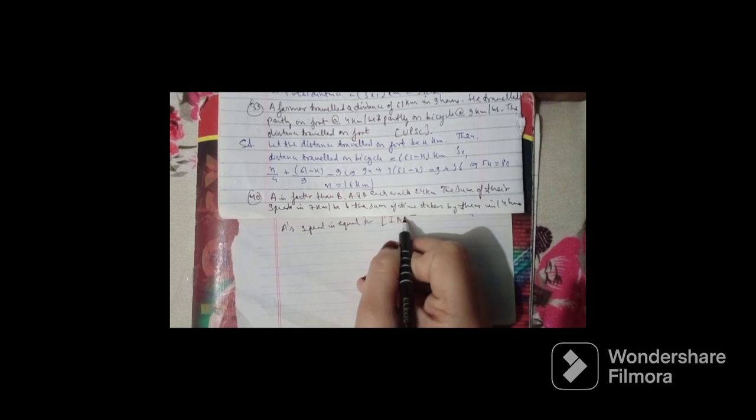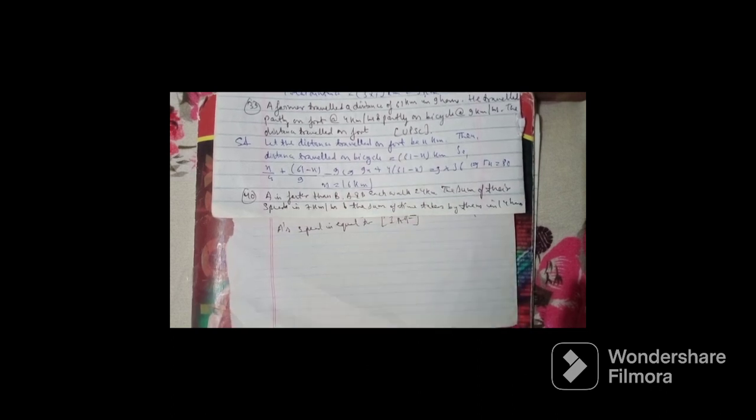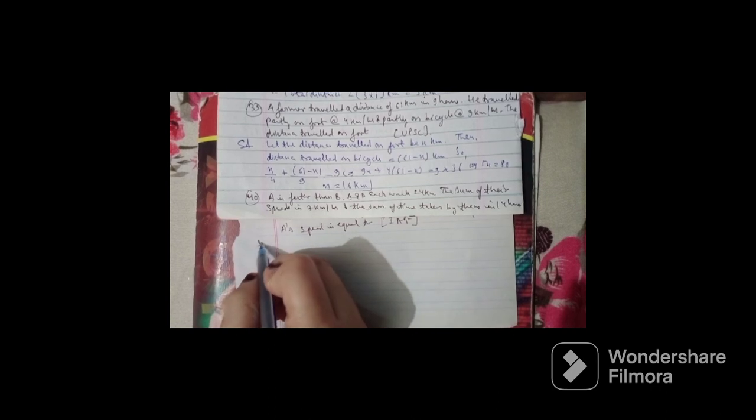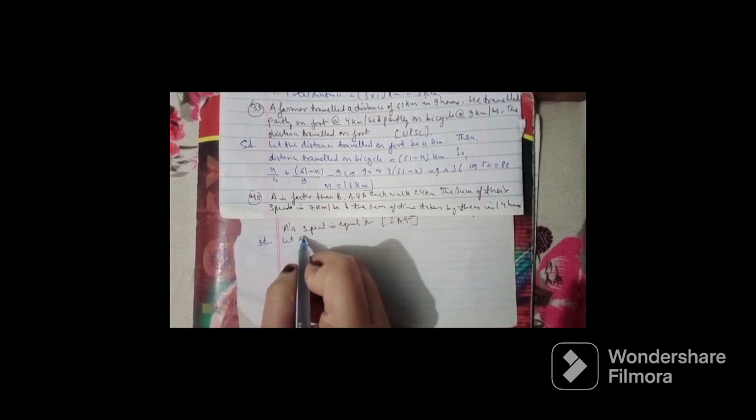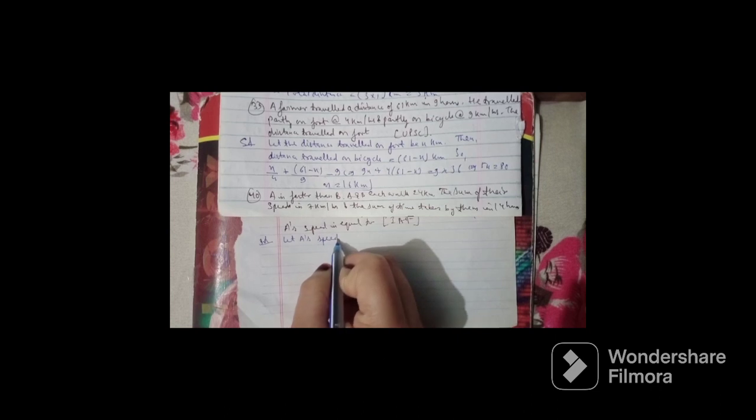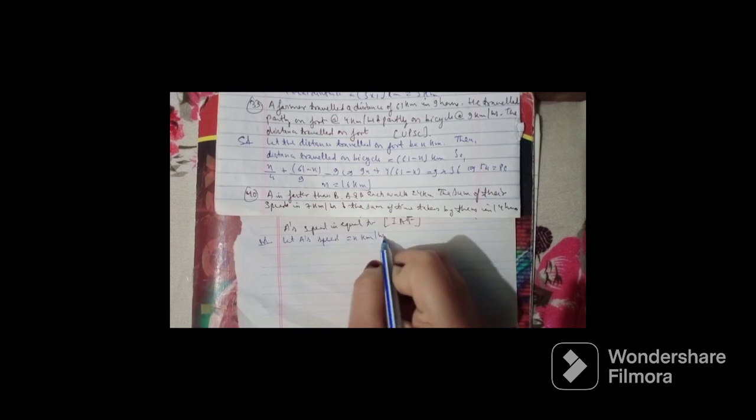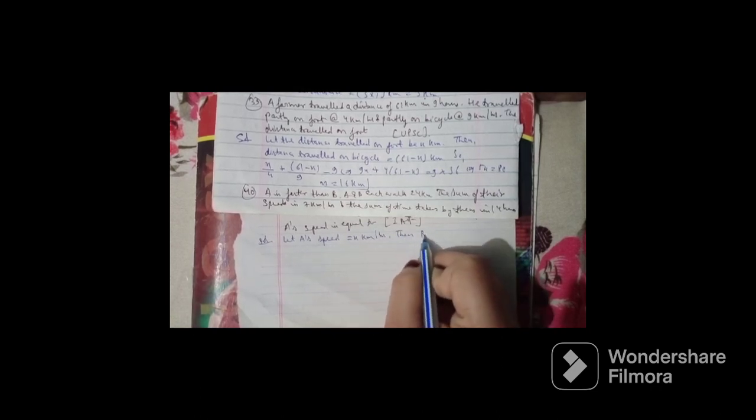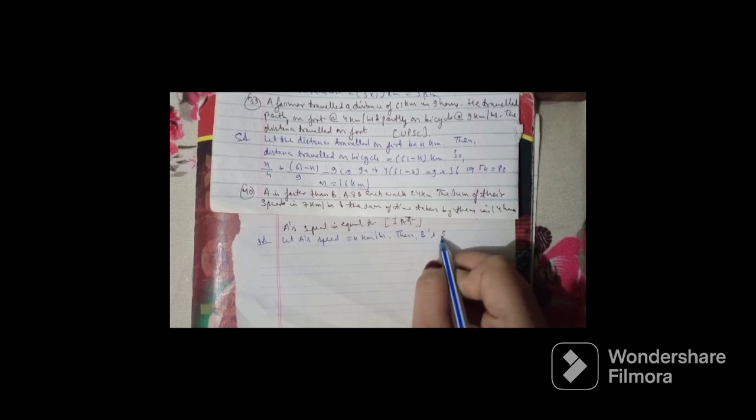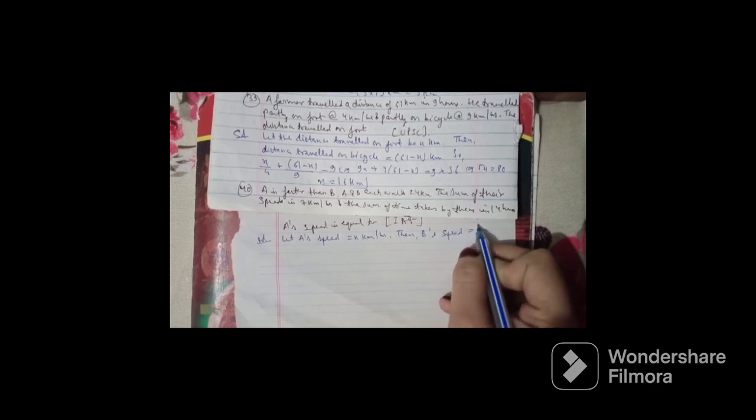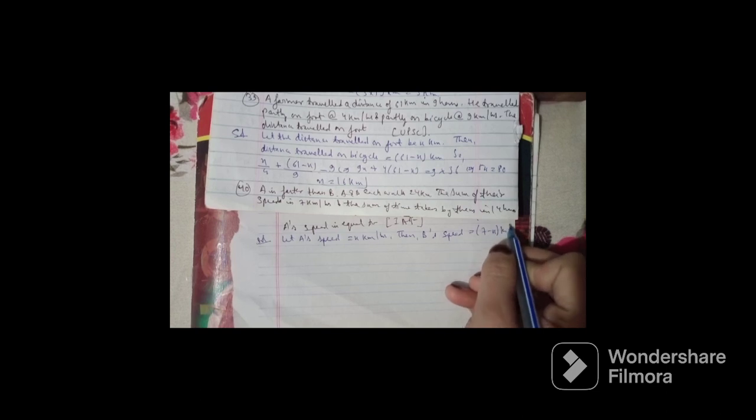This is asked in the AF examination paper. Options were 3 km per hour, 4 km per hour, 5 km per hour, 7 km per hour. Let's go for the same. Let A's speed equal x km per hour. Then B's speed is equal to 7 minus x km per hour.